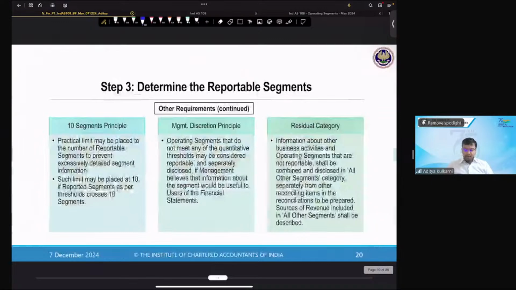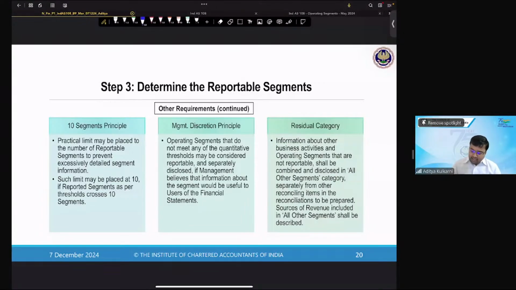Okay. All right. Next, the 10 segments principle. There may be so many segments that a practical limit may be placed on the number of reportable segments to prevent excessively detailed segment information.